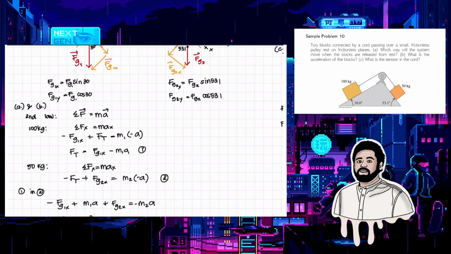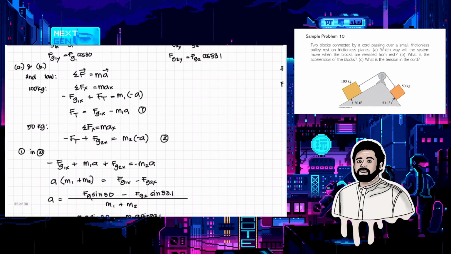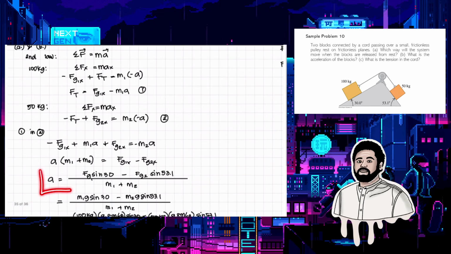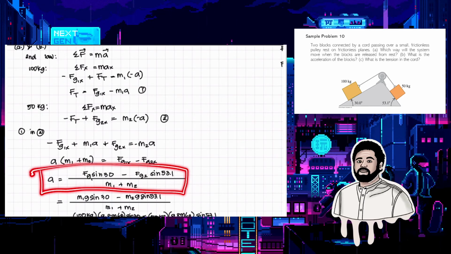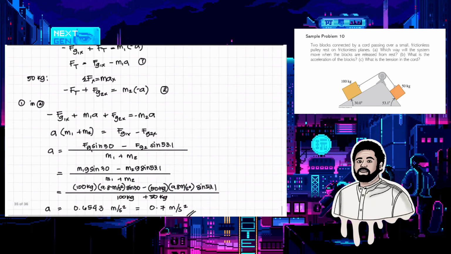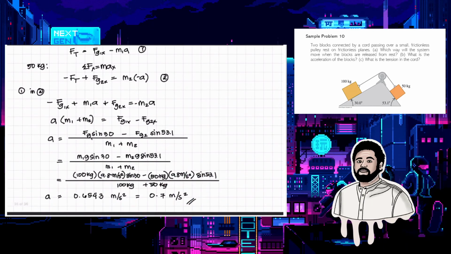Both block 100 kilograms and block 50 kilograms. So solving for acceleration, we now have this equation. Rearranging to solve for the acceleration, you can now substitute your known values. The acceleration is now 0.6543 meters per second squared, or 0.7 meters per second squared. And that is now our acceleration. The blocks of 100 kilograms and 50 kilograms will have the same acceleration.